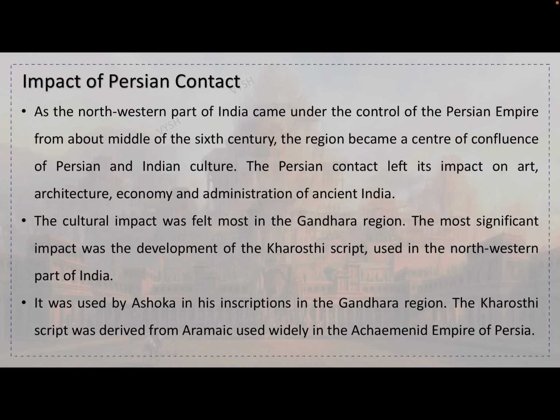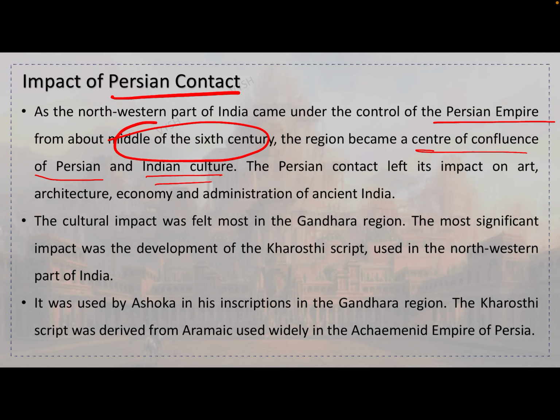Impact of Persian contact. As the northwestern part of India came under the control of the Persian Empire from about the middle of the 6th century BC, the region became a center of confluence of Persian and Indian culture. The Persian contact left its impact on art, architecture, economy, and administration of ancient India. So automatically the lifestyle changes, the art changes, the architecture gets influenced. The economy also has a lot of impact because of import and export changes, and the administration also changes because of the influence. The cultural impact was felt most in the Gandhara region.